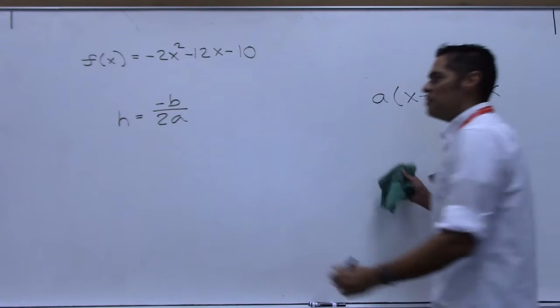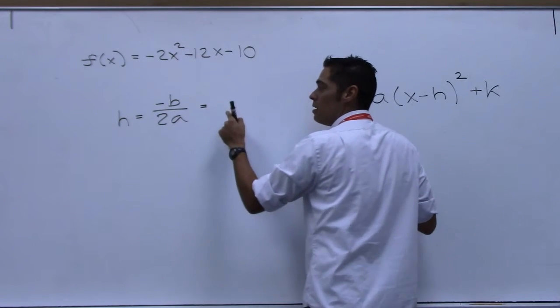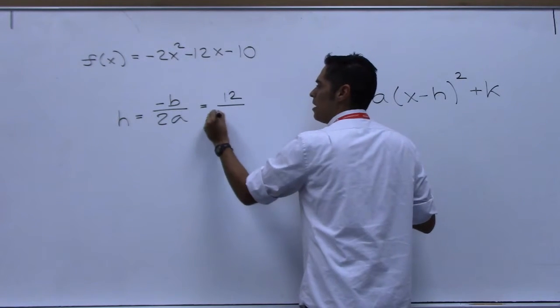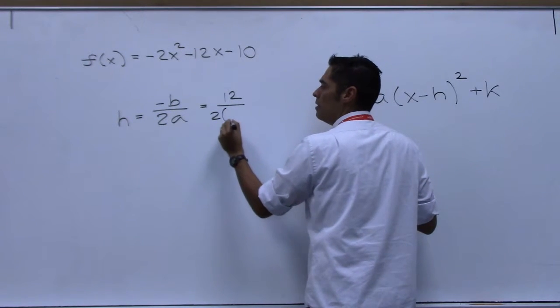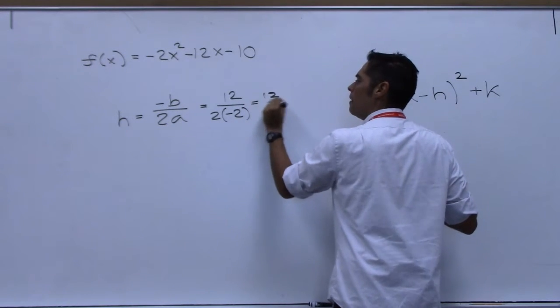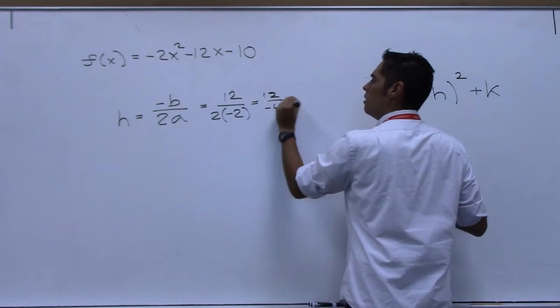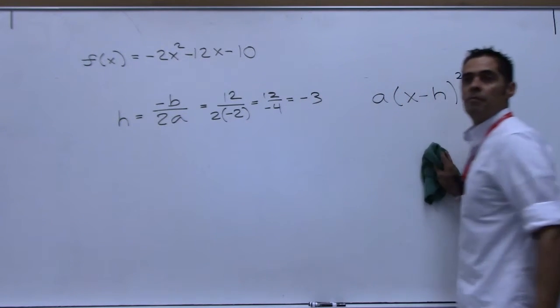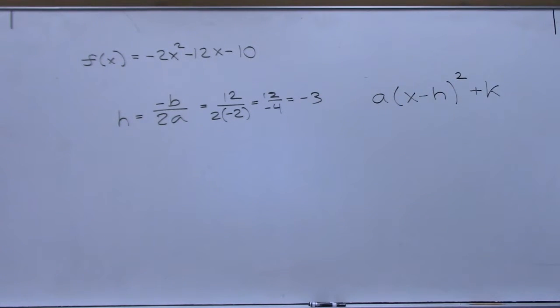So what is negative b for us here? Positive 12, opposite of what I have. And then 2 times a, 2 times, what's a? Negative 2. What is 12 divided by negative 4? Is negative 3, right? H is negative 3.